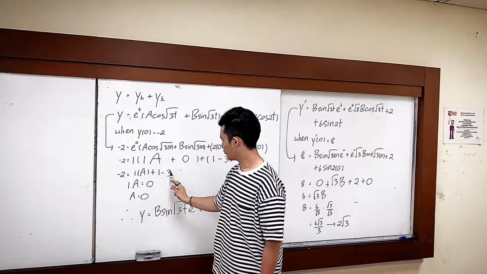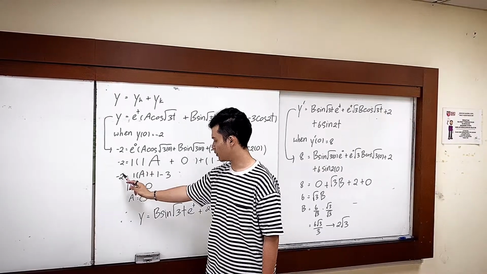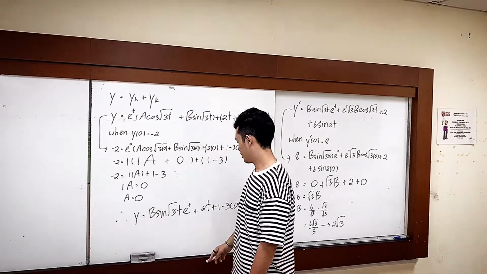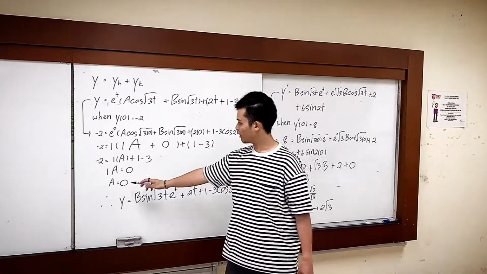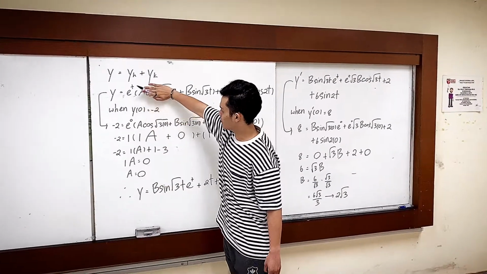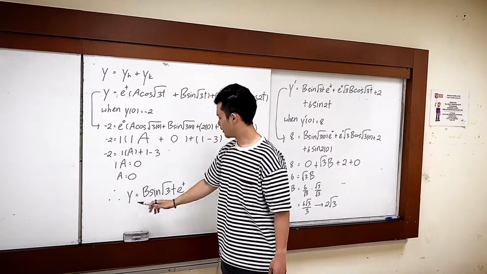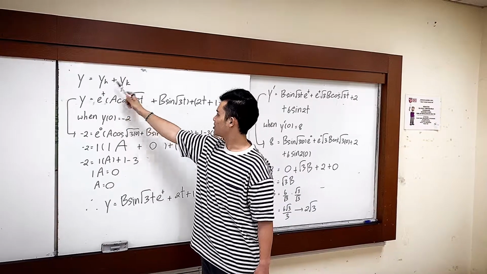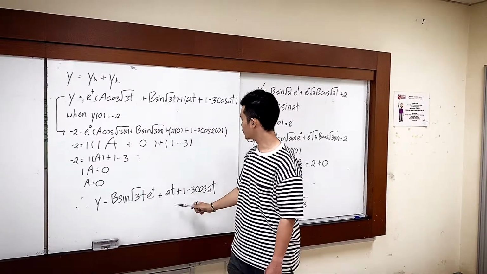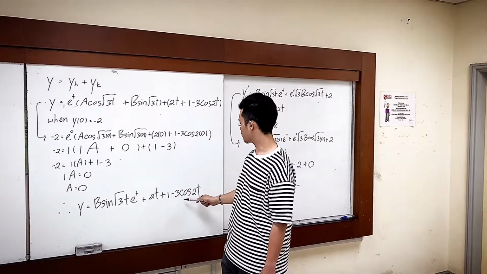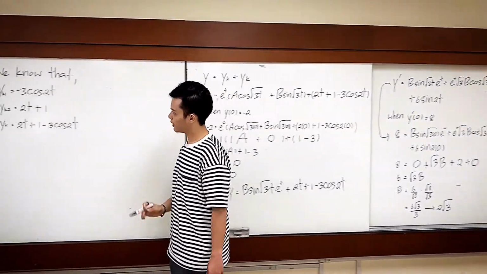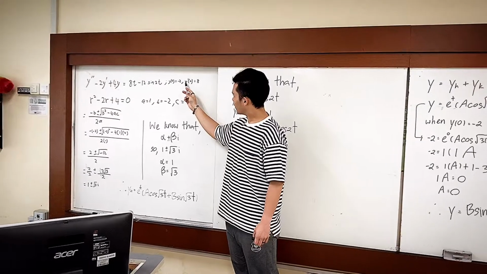When you move 1 and 3 to the other side, it will become 0. So 1a equals 0, a equals 0. Okay. So when a equals 0, which means this term is gone. So you will get b sine 3t. I bring the exponential inside. So you get this plus 2t plus 1 minus 3 cos 2t. Okay. One is done. Second one.